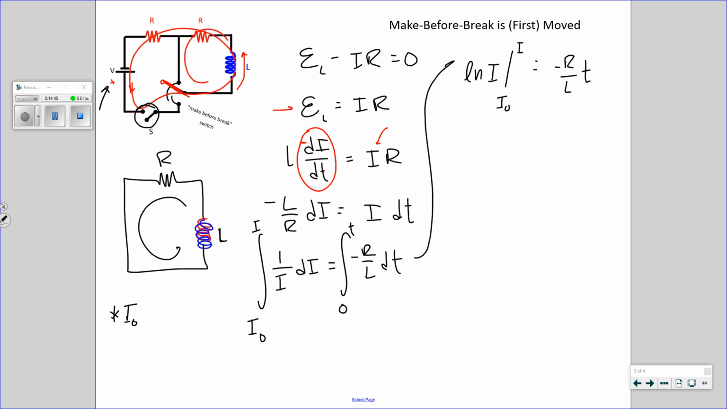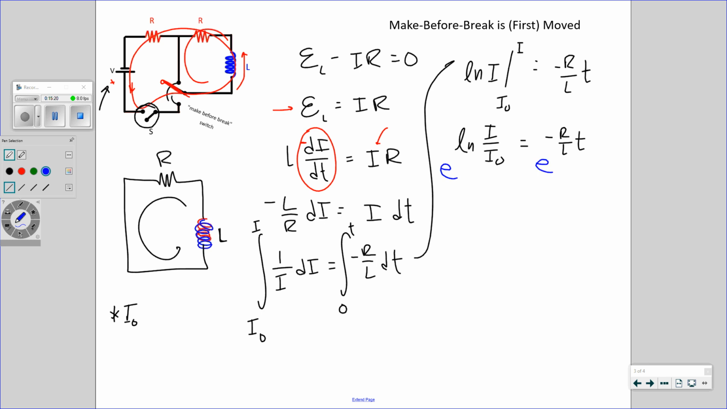Okay, so this is ln, well, when I is I, minus when I is I naught, that's going to be minus the natural log of I naught. But if we're subtracting two of these natural logs, we can write this simply as the natural log of their quotient, equal to negative R over L times t. And then if we raise both sides to the, is that how you say that? We raise, well, we do this. E to the both sides, fine.